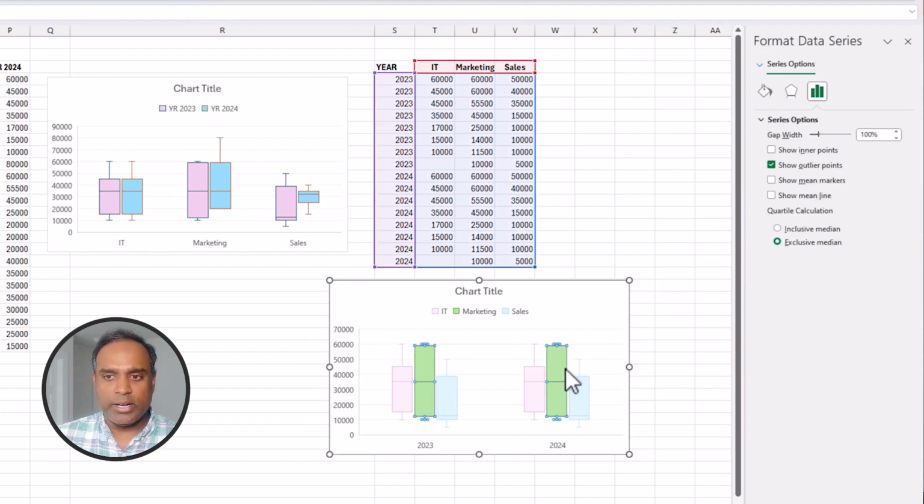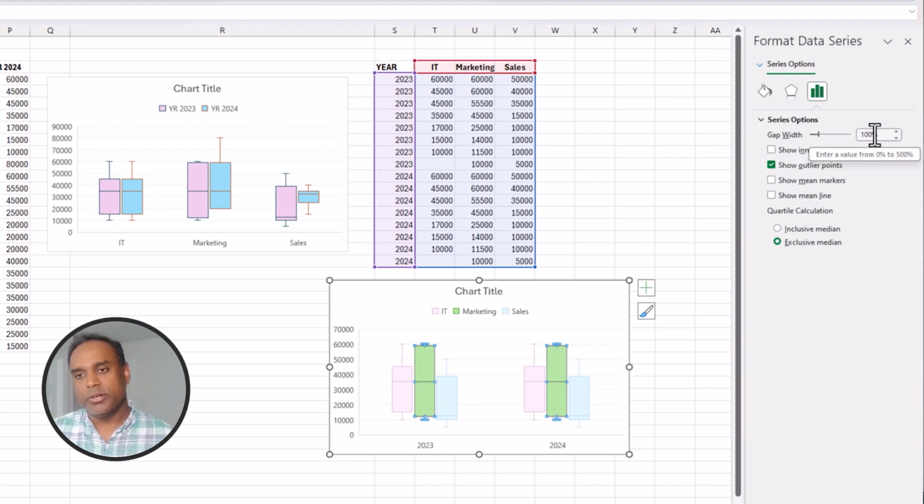So one last time, these are the different chart specific settings. Inner points, I generally don't recommend because it'll create a lot of values on the chart. Mean markers, again, unless you want to see the mean or the average, otherwise remove it. And then the gap width you can control to control the narrowness of your box. And then the quartile calculation, you can change between inclusive and exclusive.